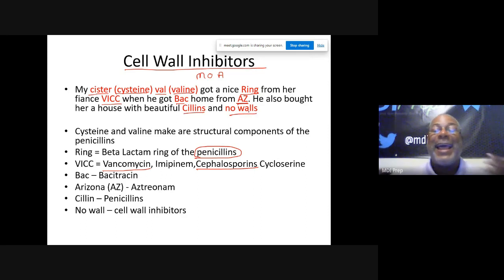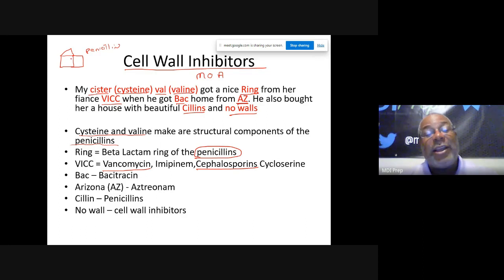Now, let me explain this mnemonic, okay? So basically, cysteine and valine are amino acids that are structurally needed for penicillin, okay? So let me put it like this. So penicillin has what we call a beta-lactam ring. And this is what a beta-lactam ring looks like. All right, so this is the structure for penicillin. Looks like a little house, right?